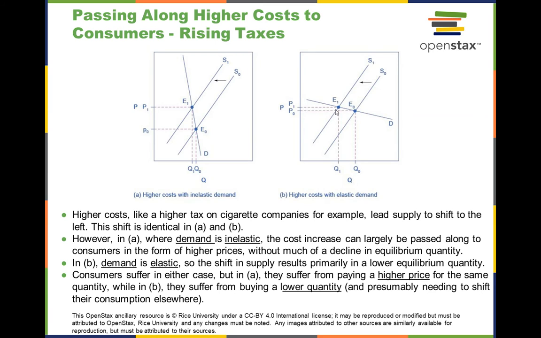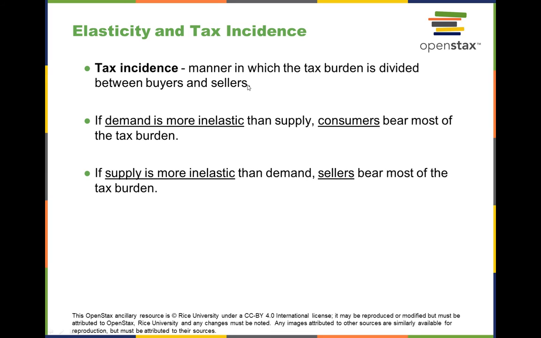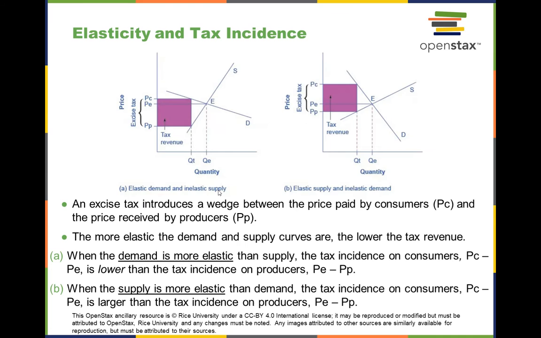They're not going to want to buy as much of that product at that higher price. And so you can see the quantity 0 here is a big difference between that and quantity 1, as opposed to on the left-hand side chart. So tax incidence is the manner in which the tax burden is divided between the buyers and sellers. If demand is more inelastic than supply, consumers bear most of the tax burden. But if supply is more inelastic than demand, then the sellers bear most of the burden. They'll be losing all those customers.